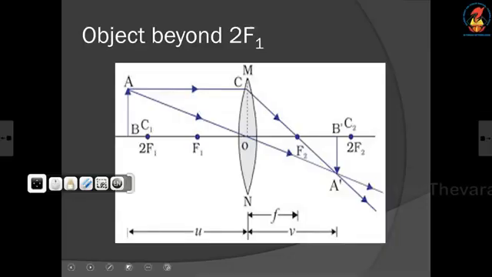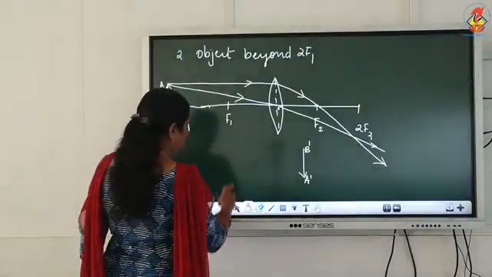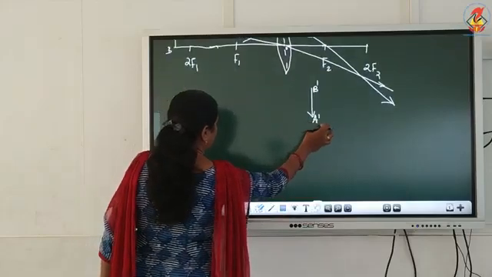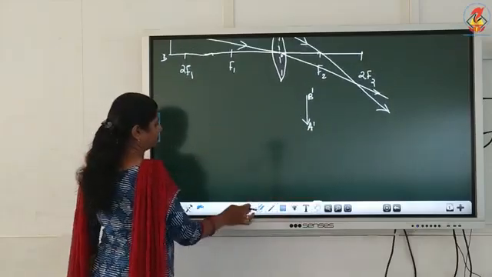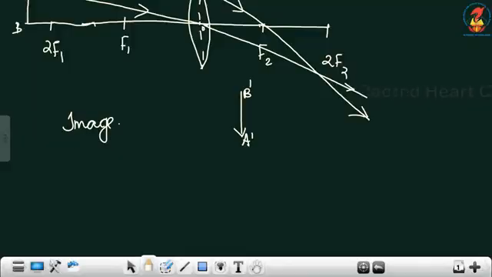This one is the object and this one is the image. Here the image size is diminished. After this, you have to write it like this. Image position: you will get the image here.